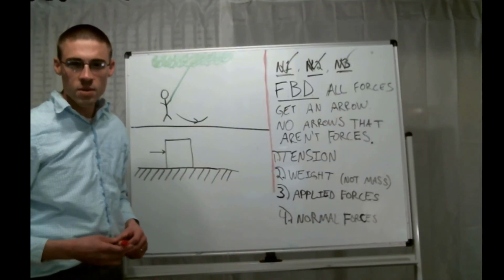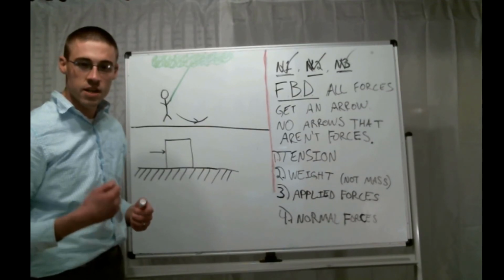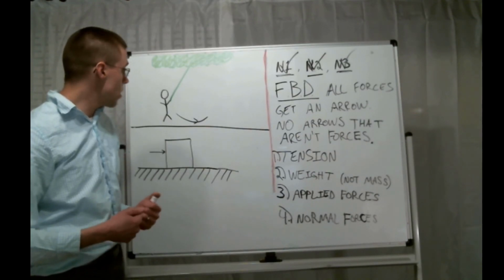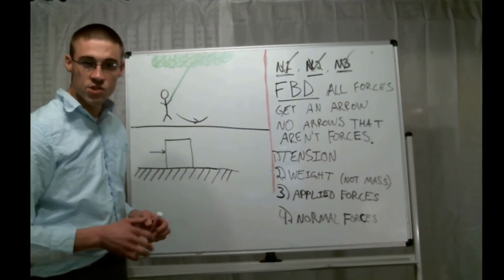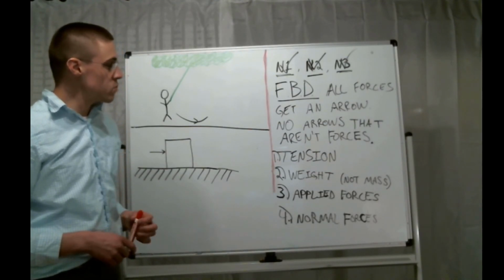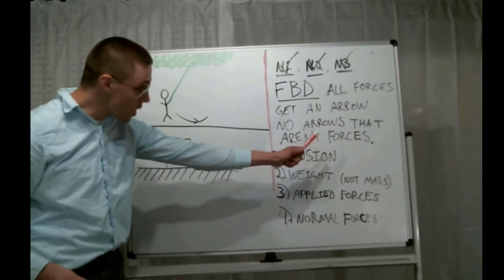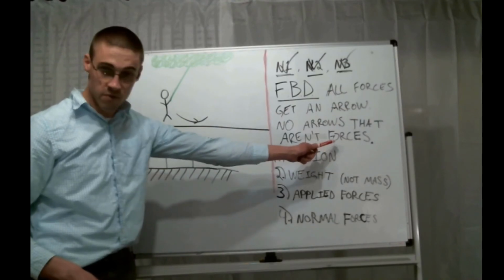All right, let's talk about free body diagrams then. A free body diagram is a diagram of your problem where you've labeled all of the forces and they're all pointing in generally the right direction, okay? In a free body diagram, it's really important that all forces get an arrow and there should be no arrows on a free body diagram that aren't forces, okay?